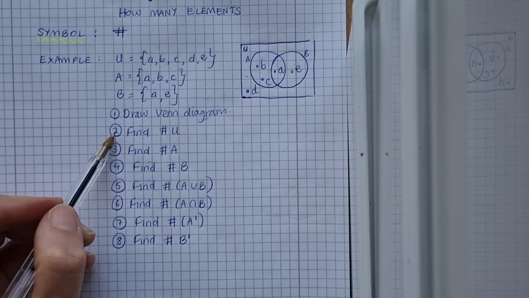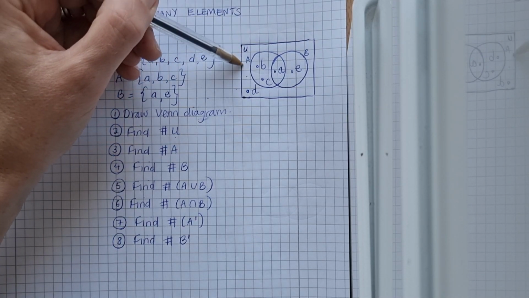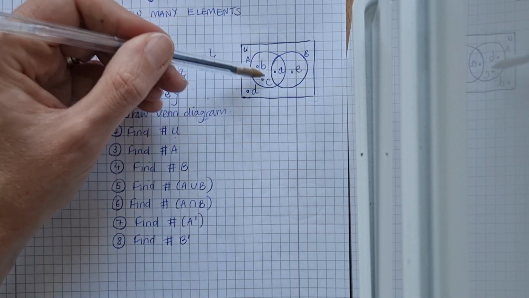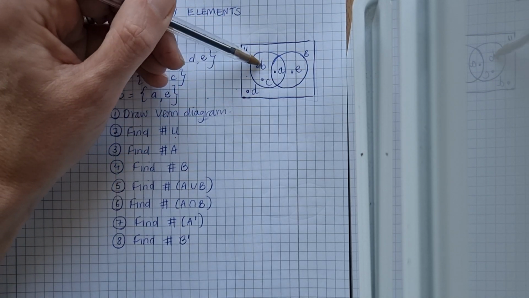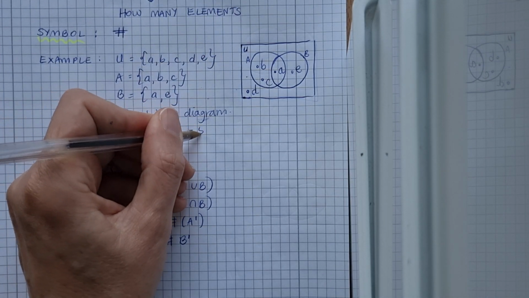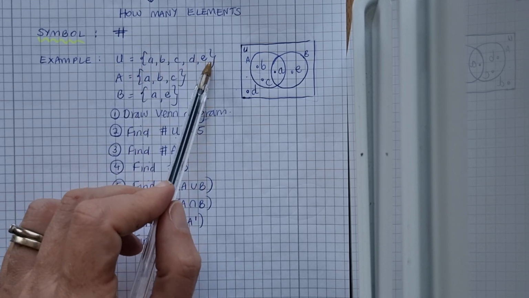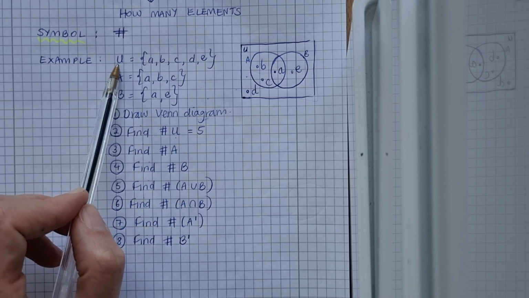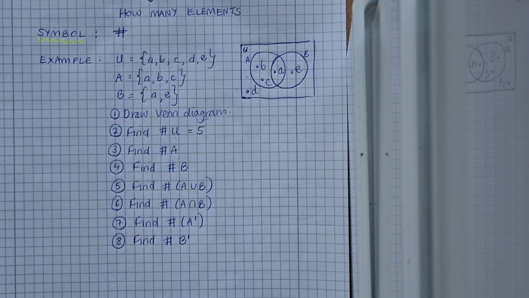So they want to know in question 2, what's the cardinal number of U? What I do for that is I look at my whole universal set, which is absolutely everything, and I count all the elements. So I've got 1, 2, 3, 4, 5. 5 elements for that one. And you'll notice I could also have told that from looking at the written list form of the U set. So 1, 2, 3, 4, 5.